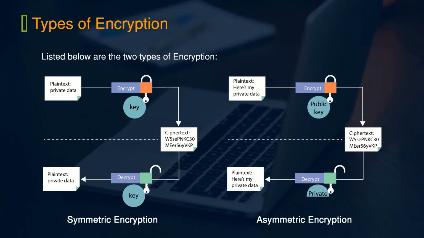Asymmetric encryption uses a pair of different keys, one key for encryption and another for decryption. Between the two, one key is a public key and the other is a private key. The public key kept with the sender is used for encrypting the messages, and the private key kept with the receiver is used for decrypting the messages.